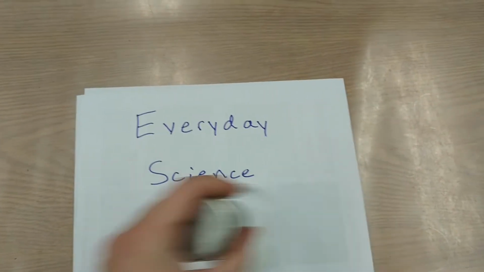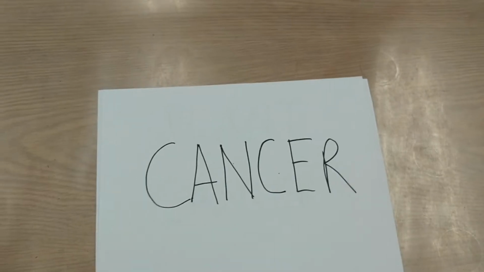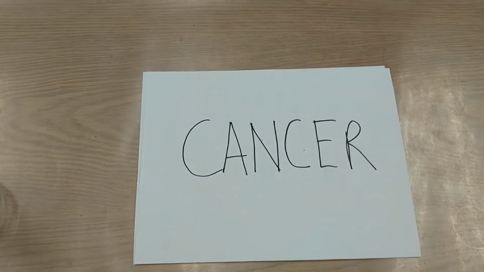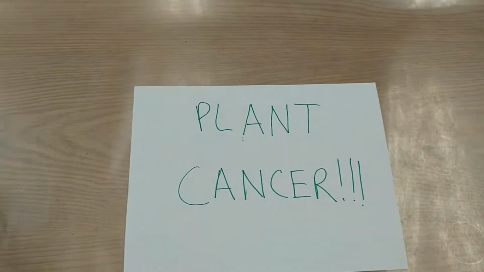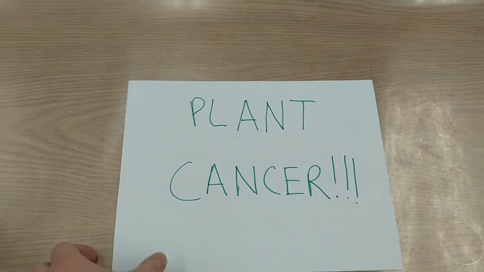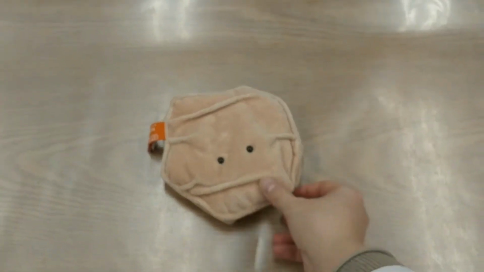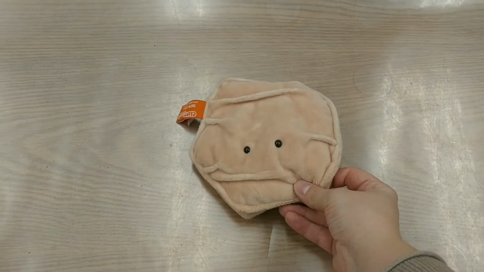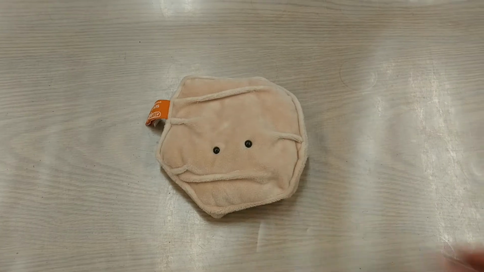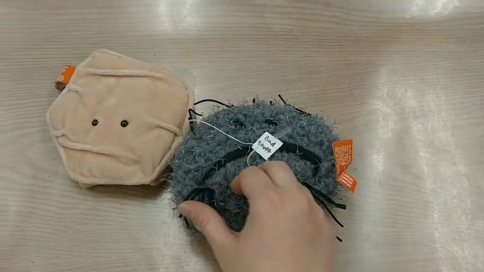Now today, we're going to talk about cancer. But not just any kind of cancer, we're going to talk about plant cancer. Now, most of you are familiar with cancer and how it works. Generally speaking, it's what happens when a normal cell, like this skin cell for example, starts acting strangely and stops doing what it's supposed to be doing. And then it will turn into a tumor cell.